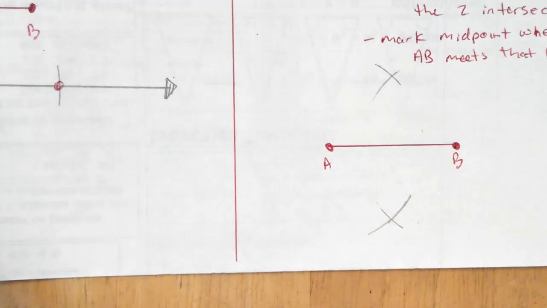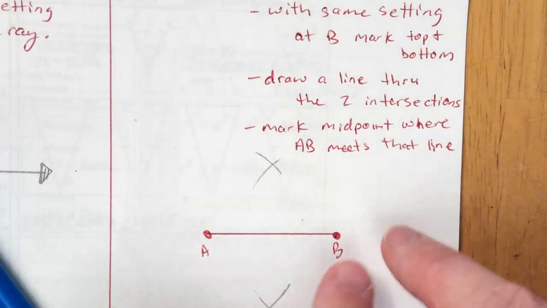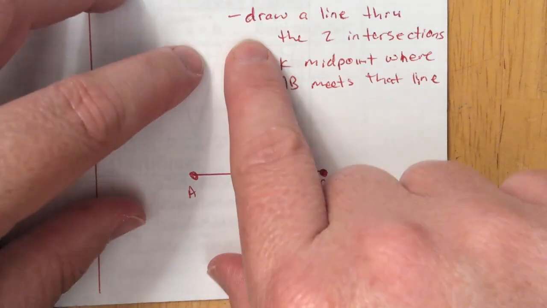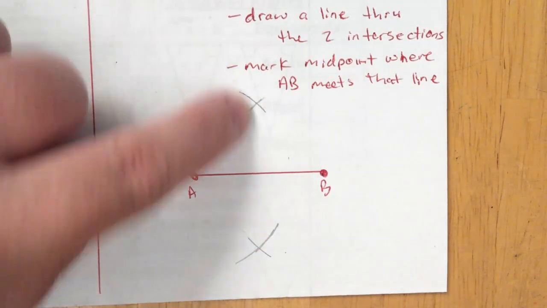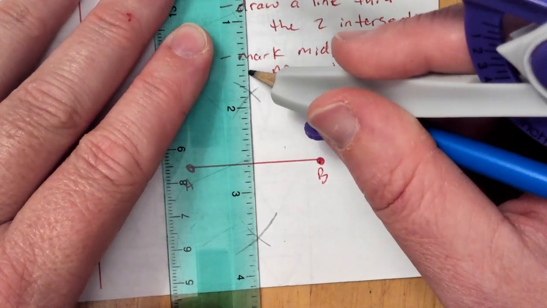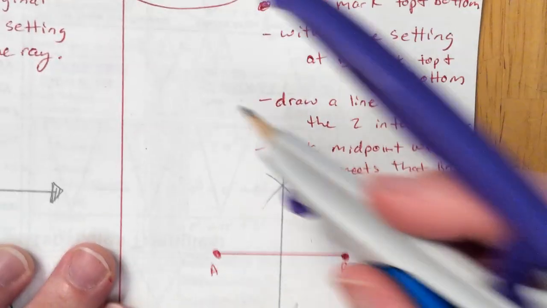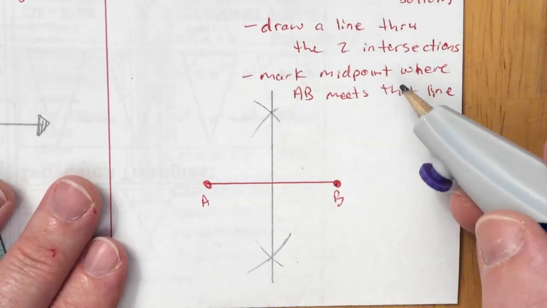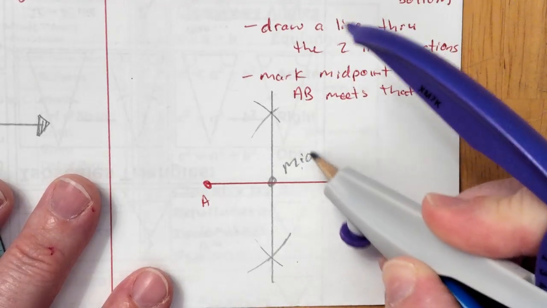Okay, so now you were at A, you marked top and bottom. You were with that same setting, you went to B and you marked top and bottom. Now you're going to draw a line through those two intersections. So that intersection and that intersection. So you're going to draw a straight line through those two intersections right there. And finally, the whole point of this is to do midpoint. Mark the midpoint where AB and that line meet, which is right here, and that is your midpoint.